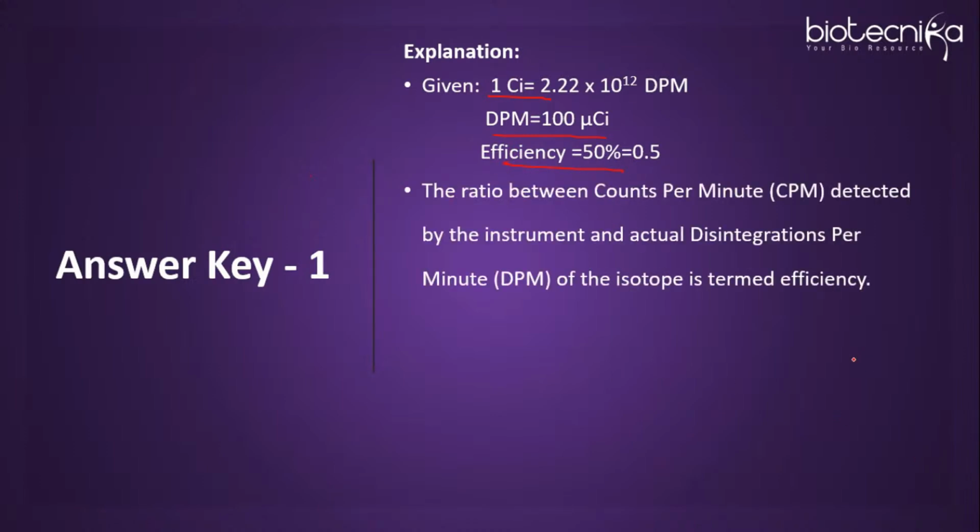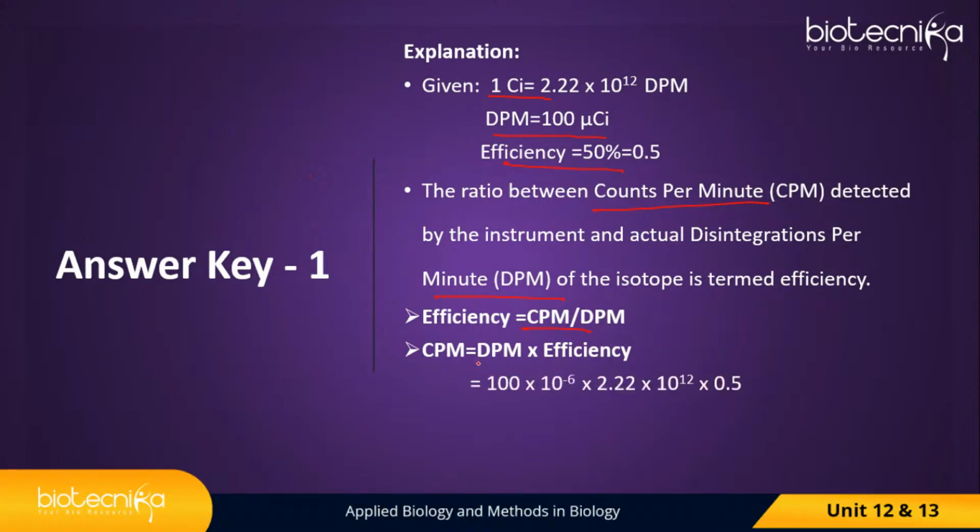Now, efficiency is the ratio between counts per minute detected by the instrument and actual disintegrations per minute. So I can write efficiency is equal to CPM by DPM. As we have to calculate CPM, I can simply rearrange, right? So CPM is equal to DPM into efficiency. So DPM is 100 microcurie, so I can write 100 into 10 raised to power minus 6. You need to work on conversion of units also, right? Then 2.22 into 10 raised to power 12 into 0.5, that is the efficiency.